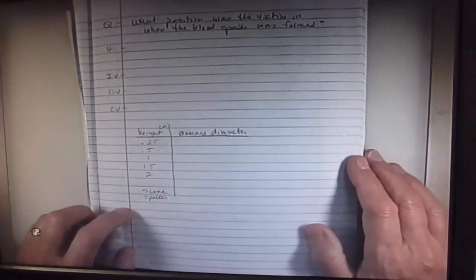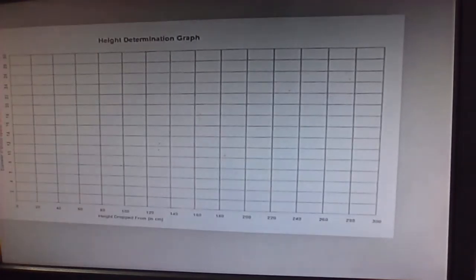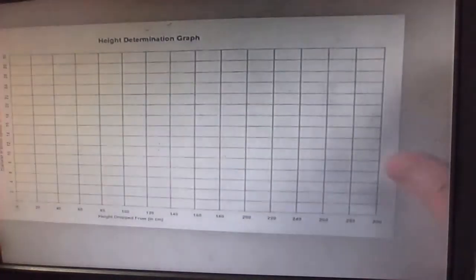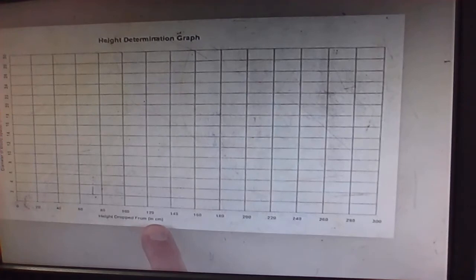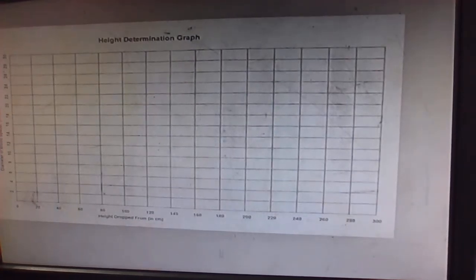Then you need to take that information and use it to determine where the person was at or what position they were in. You're going to analyze it by graphing, so you need one of these graph sheets. Height dropped is in centimeters, so you're going to have to do a little bit of conversion. Diameter of blood spatter is in millimeters, so keep that in mind. When you're measuring with our vernier caliper, you are measuring in millimeters.